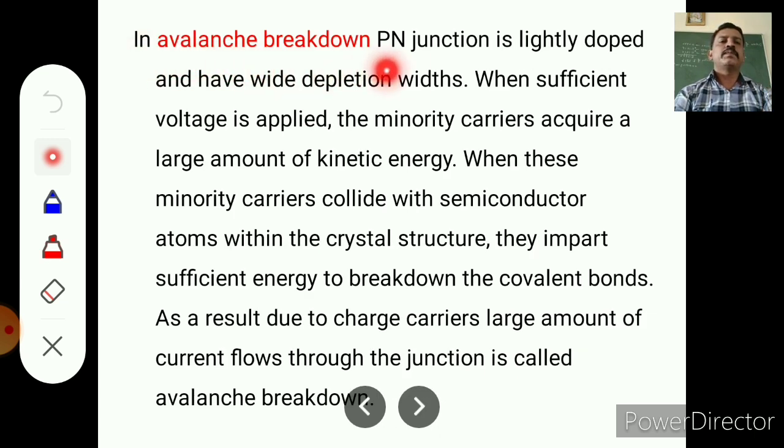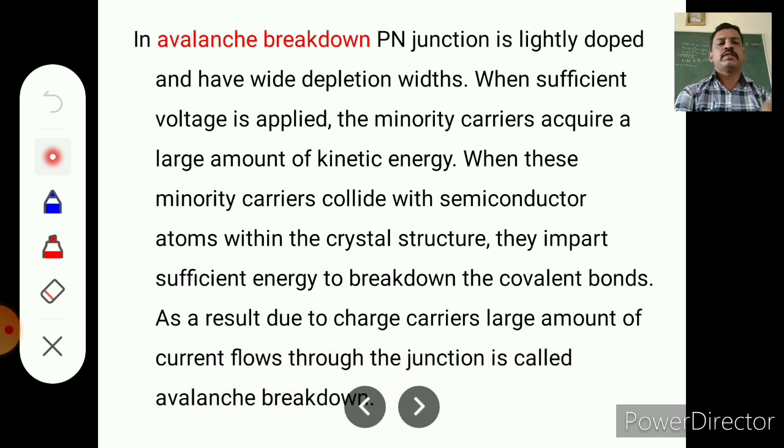In avalanche breakdown, the PN junction is lightly doped. Exactly the opposite case: in a Zener diode the doping is heavy, here the doping is light, means less amount of impurities are added and there is a wide depletion width. Therefore, due to light doping, the depletion region is wide. When sufficient voltage is applied, the minority carriers acquire a large amount of kinetic energy. When these minority carriers collide with semiconductor atoms within the crystal structure, they impart sufficient energy to break the covalent bonds. As a result, due to the charge carriers, a large amount of current flows through the PN junction.